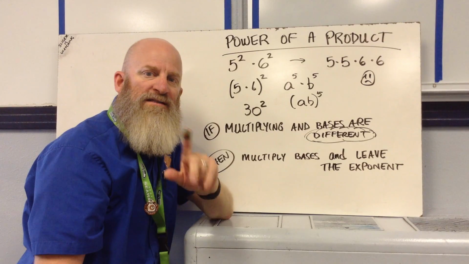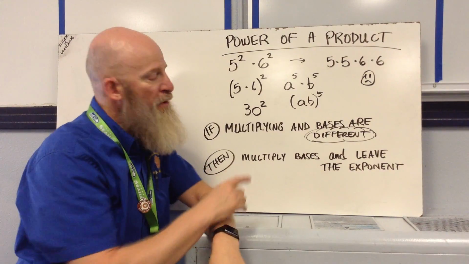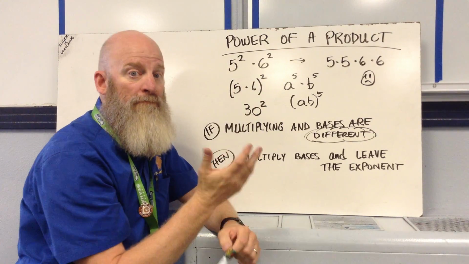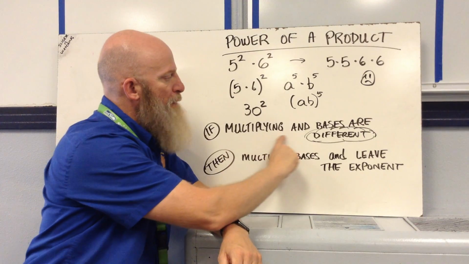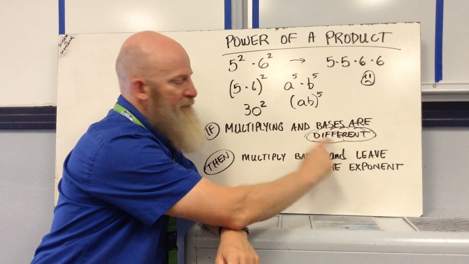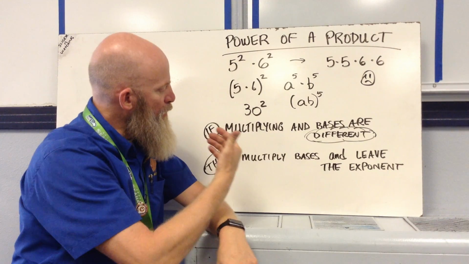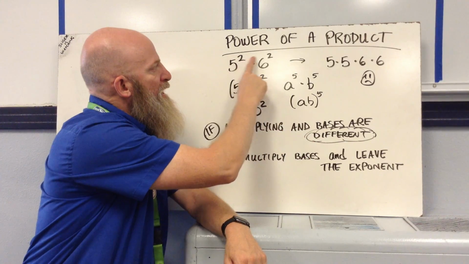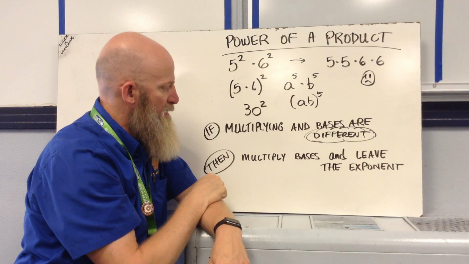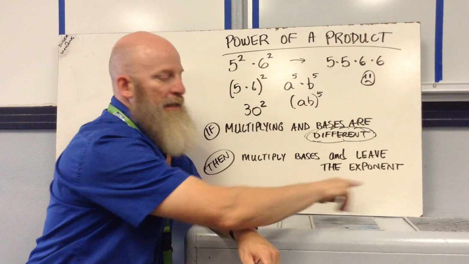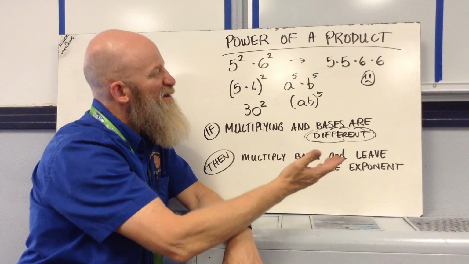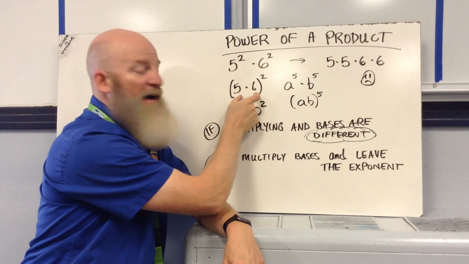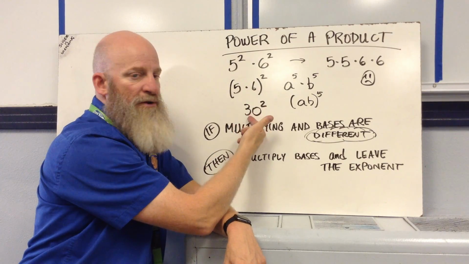The last one we're going to talk about is the power of a product. Now, a power of a product, I've got 2 things that I'm multiplying. Are the bases the same? So when I'm multiplying and the bases are different, but the exponent's the same, we're going to multiply the bases and leave the exponent the same. So in this example, 5 squared times 6 squared becomes 5 times 6 squared, 30 squared.